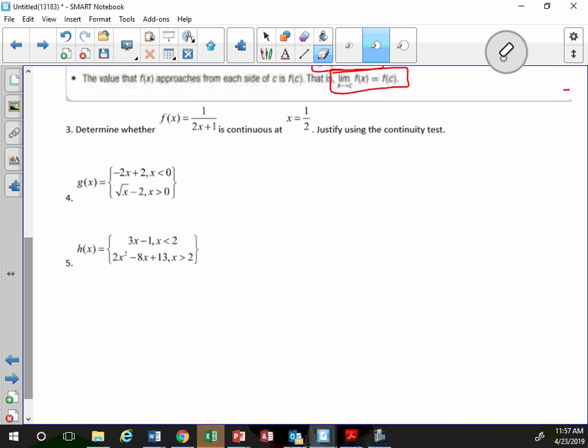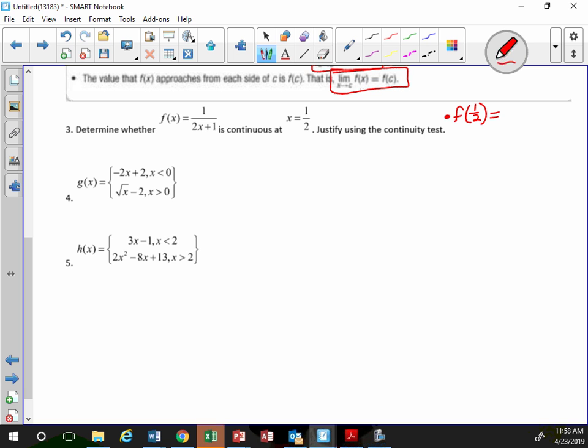Okay, so the first one, determine whether f of x equals 1 over 2x plus 1 is continuous at x equals 1/2. Justify with a continuity test. So our first one would be to find f of 1/2. We need to know, does it exist? If it does exist, what is it? What'd you say? 1/2? Yeah, if you plug it in, you get 1/2. So, okay, it exists.